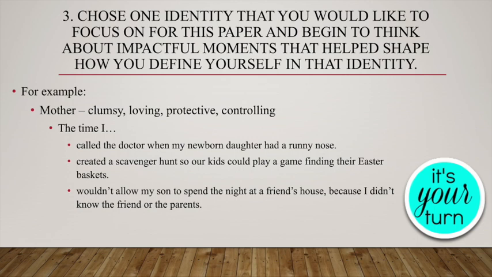So, what I did was I took those different descriptions, clumsy, loving, protective, controlling, and I started to think about moments that I find impactful or that come to me as I think about how or what moments have shaped that identity. Whereas right here you see three, you're actually going to end up with four that will turn into vignettes. So now go ahead and stop the video and start creating those lists.